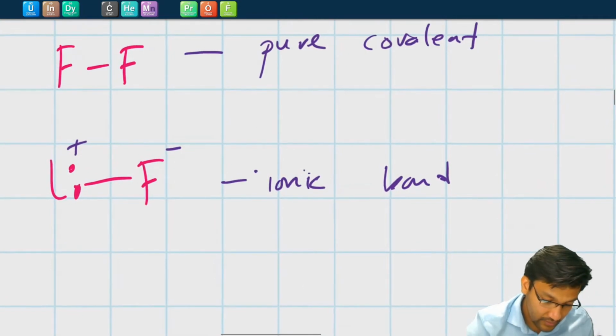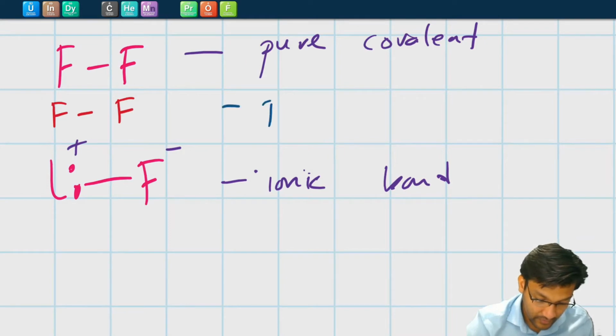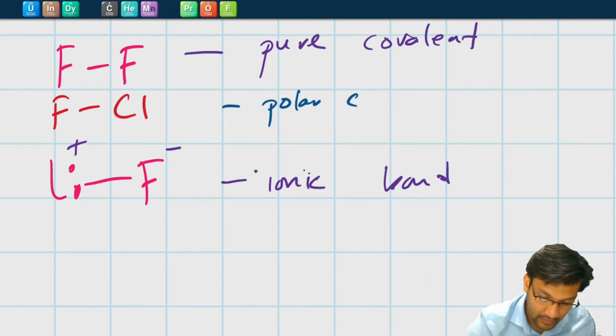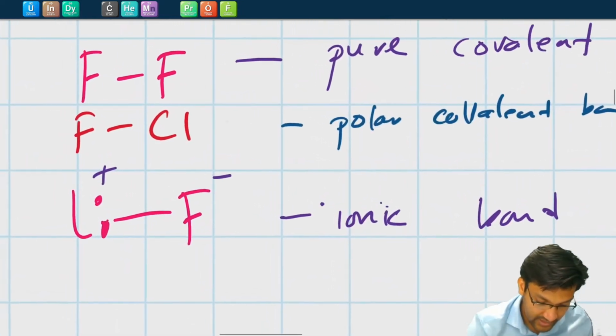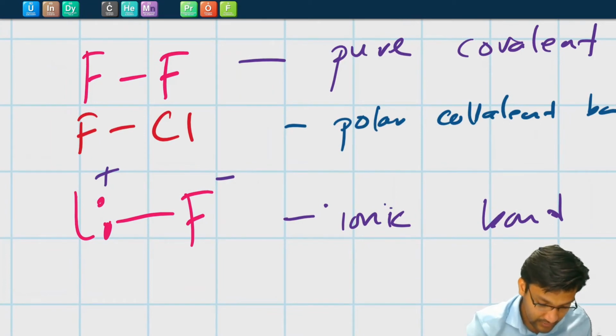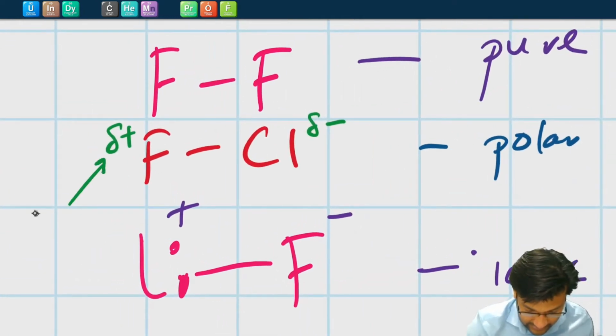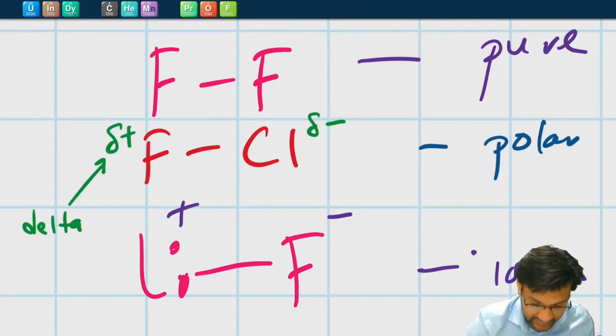In between, we have this polar covalent setup. What's the example that we used? We used fluorine and chlorine as an example. Polar covalent bond. And we know that fluorine pulls on electrons just a tiny bit more than chlorine, so this will end up forming a tiny positive charge, and this will form a tiny negative charge. This symbol here is delta. It's the Greek delta, a lowercase delta.